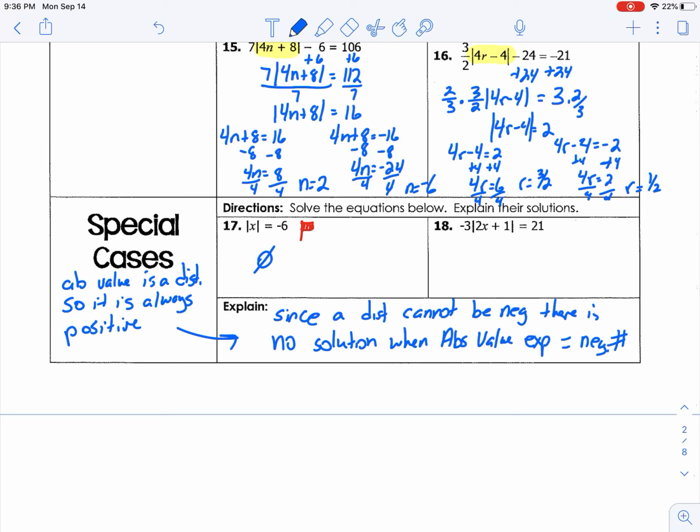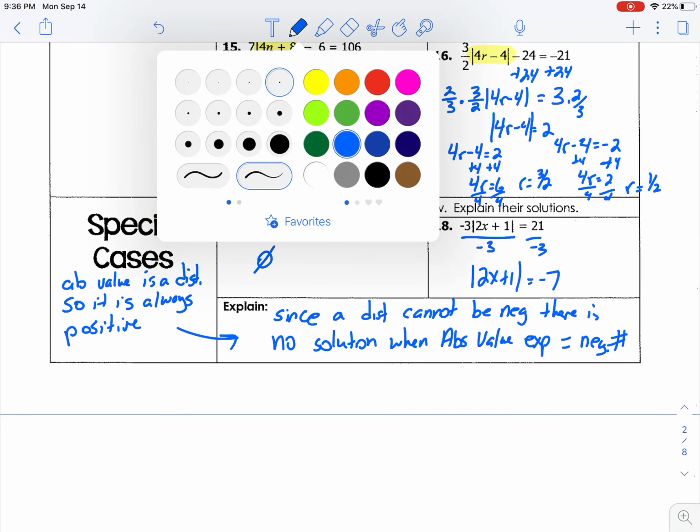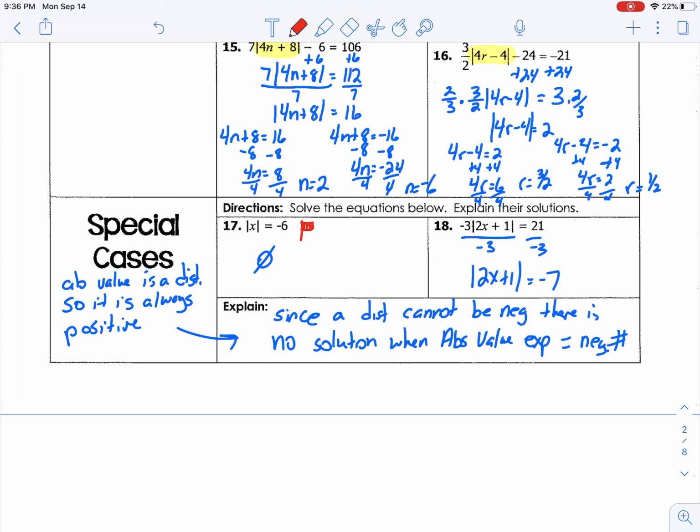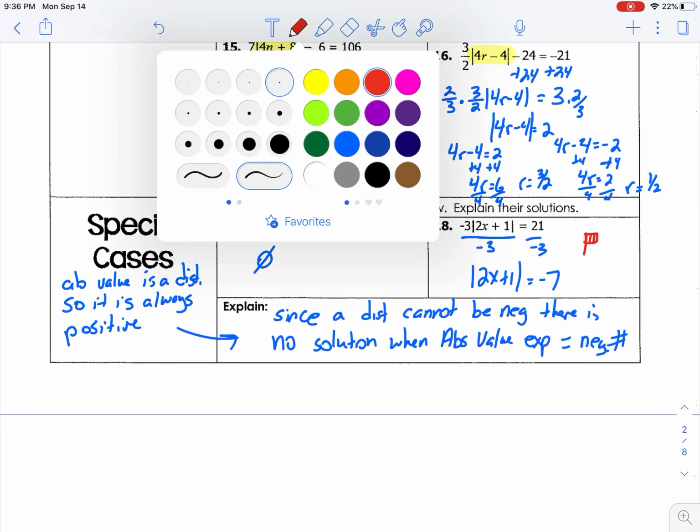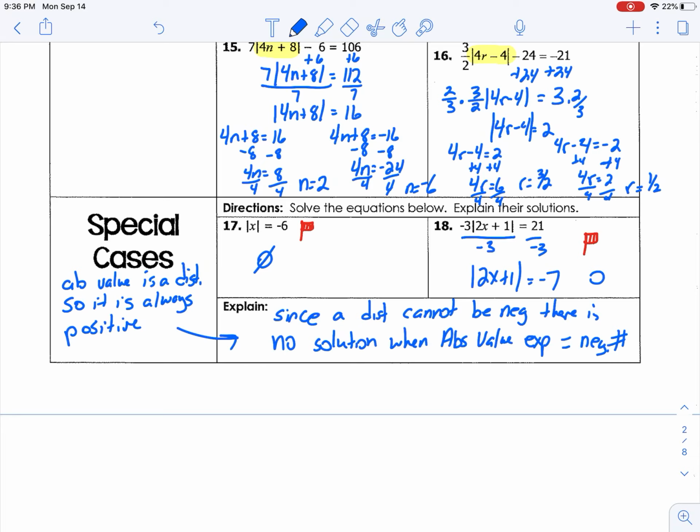If I grab my pen, in order to solve this, I have to divide over the -3. So now we have the absolute value of 2x plus 1 equaling a -7. And whenever I get this absolute value distance equal to a negative number, that again is my red flag. And my answer is no solution.